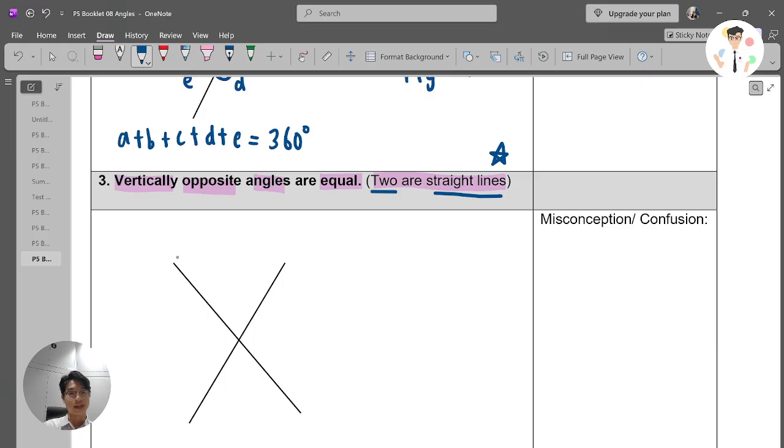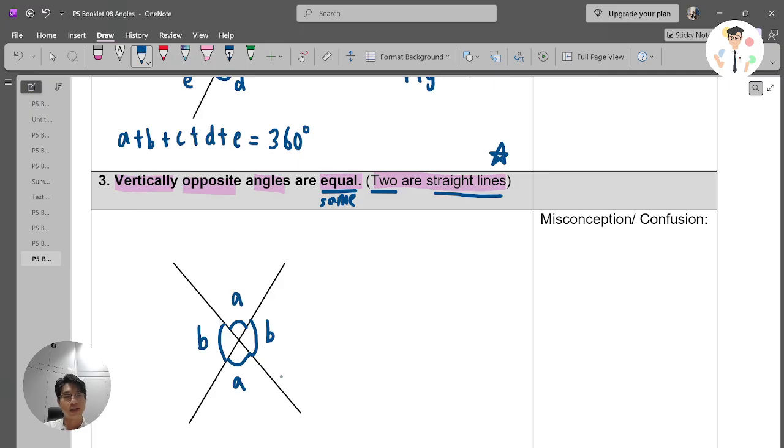If I have 2 straight lines like this, the angle here and the angle here will be the same. If here is A, here will be A. If here is B, then here will be B. That is basically the idea. I repeat, if I have 2 straight lines, one like this, if here is A, here will be A. It's just an X. And when there's an X, the opposite one will be the same. Equal means what? Same.